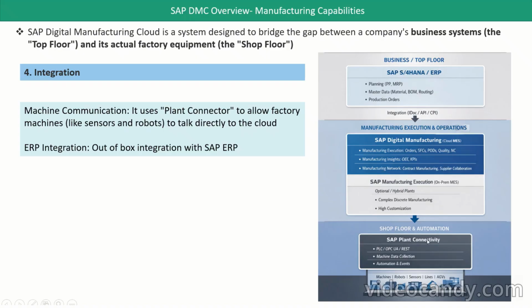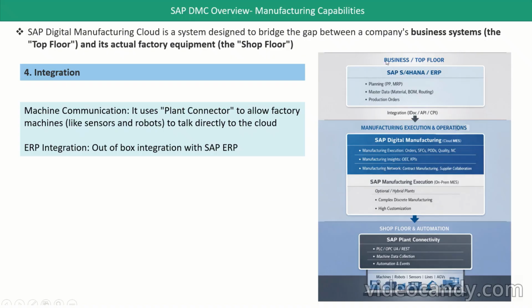This is Windows-based software that is mainly used to connect to your plant floor machines, and it is mainly used for shop floor automation. Then the plant connectivity, or the production connector, will be connected to your SAP Digital Manufacturing on cloud. How it will be integrated, we will see in detail.